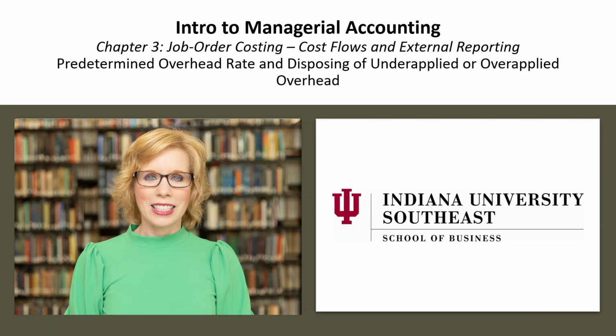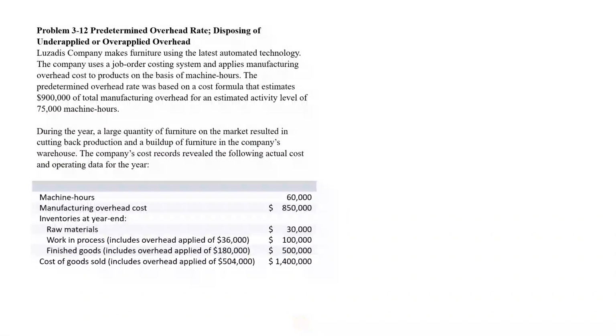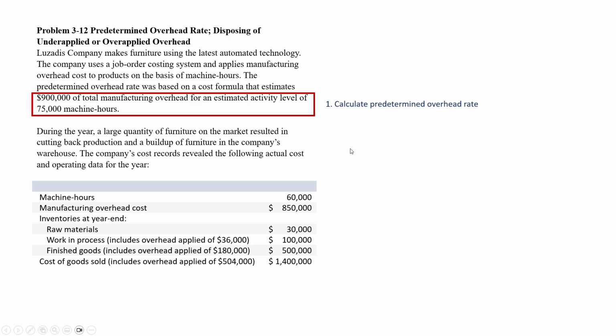In this video, I'm going to walk through the steps of disposing of underapplied or overapplied overhead. Before I can walk through those steps, I'm first going to need to calculate the predetermined overhead rate. If you recall from a previous chapter, we do that by dividing our total estimated overhead at the beginning of the period, which here is going to be 900,000, divided by an estimated activity level that we feel like is driving the overhead. Here we're going to base our overhead on machine hours, so that total overhead of 900,000 will be divided by the 75,000 machine hours.